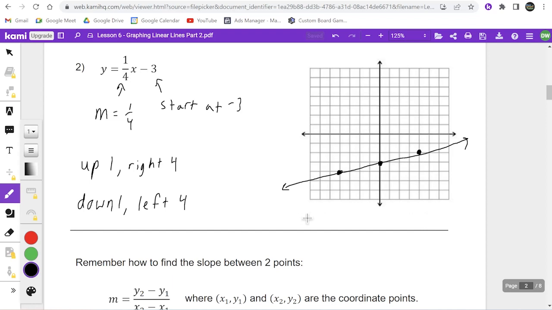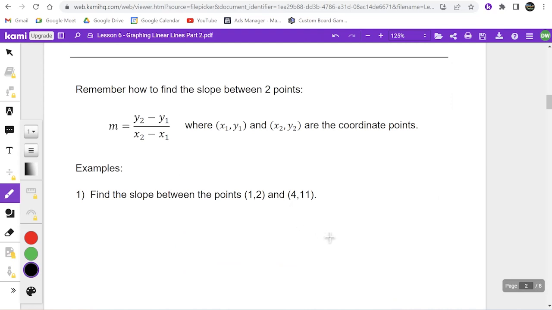So now we're going to review how to find the slope if you're just given two coordinate points. And that, of course, uses our favorite formula from Algebra 1. I'm not kidding when I say this is the number one most popular equation from Algebra 1. It's m, the slope, equals y2 minus y1 over x2 minus x1.